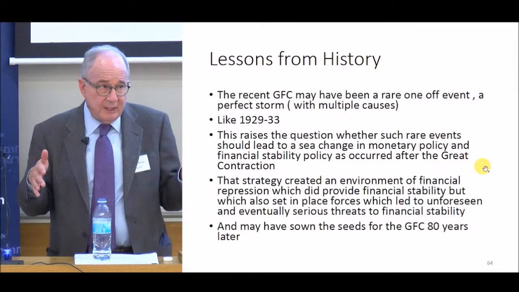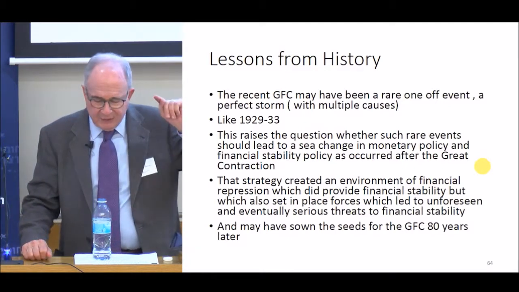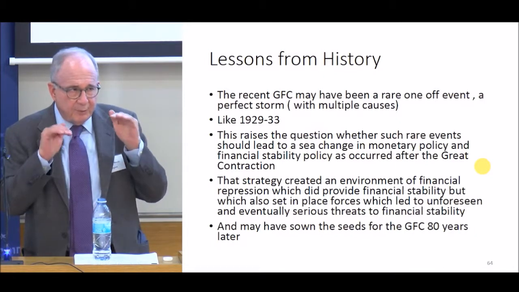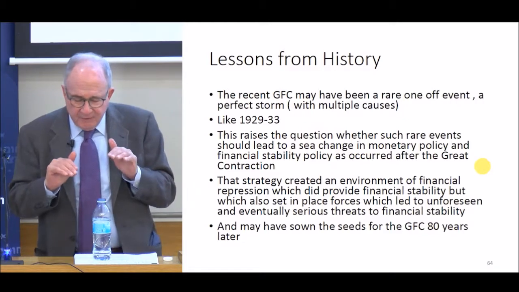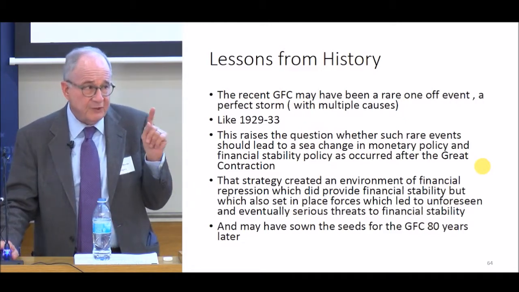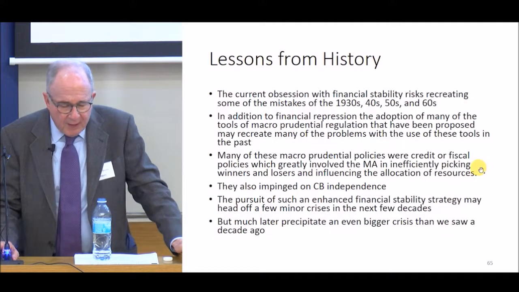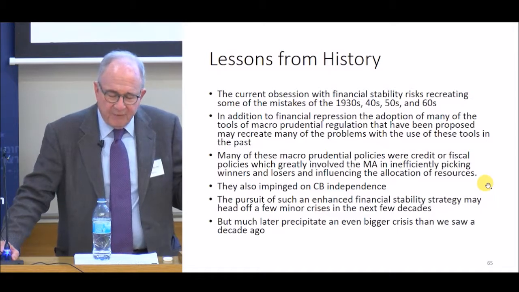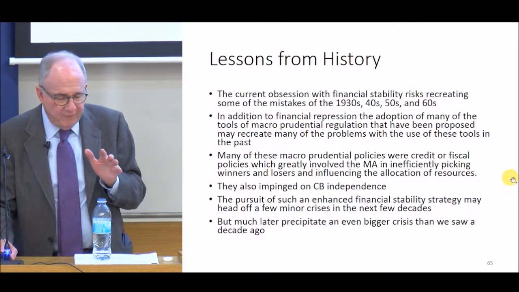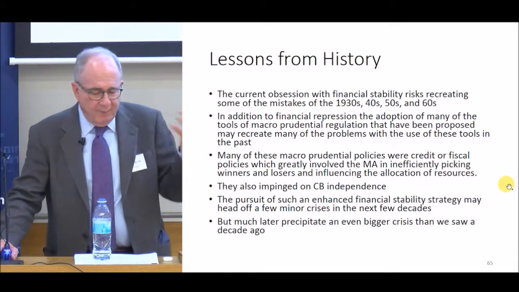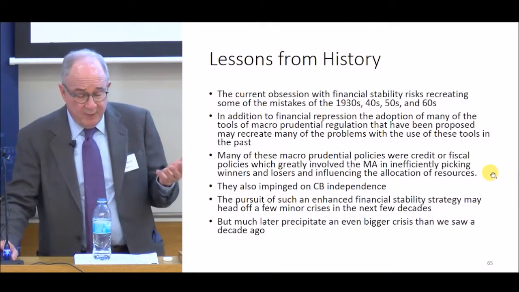What that strategy did was give us an era of financial repression, which did provide financial stability, but also set into play forces which led to unforeseen and eventually serious threats to financial stability. And that may have sown the seeds for the global financial crisis 80 years later. So this current obsession with financial stability risks recreating some of the mistakes of the 30s, 40s, and 50s. Then I talk about some of these tools of macroprudential policy. Again, that may lead to some other problems.